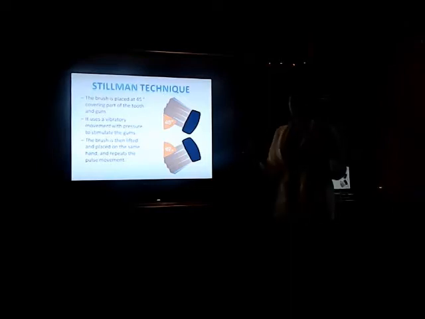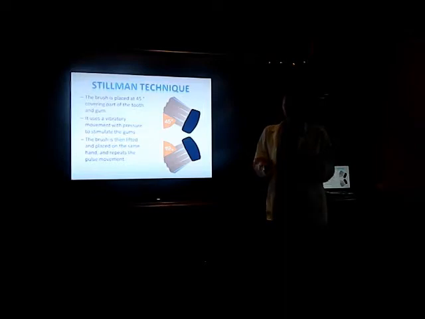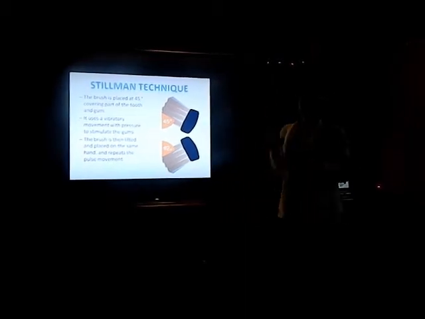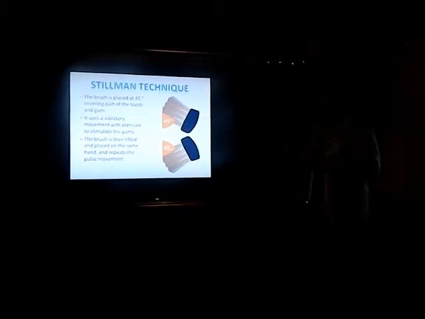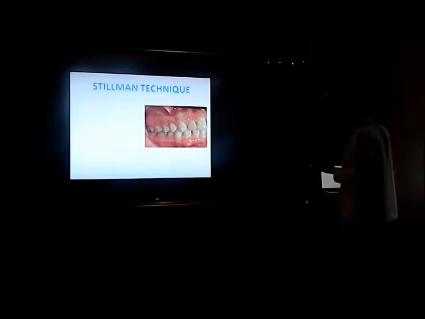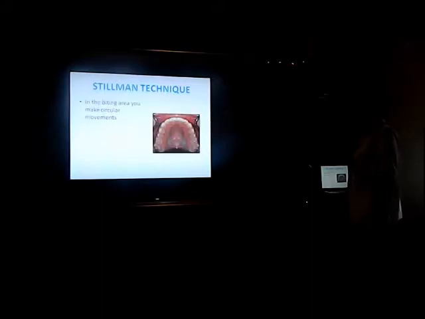The second technique is different from the other techniques because the brush has to be placed at an angle of 45 degrees, covering part of the tooth and the gum. It uses a vibratory movement with pressure to stimulate the gum. The brush is then lifted and placed in the same spot and repeats the pulse movement. This is a video showing how the second technique is performed. In the biting area, you make circular movements like in the Fones technique.